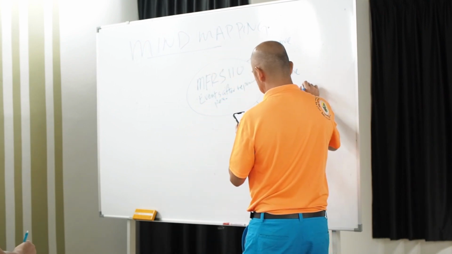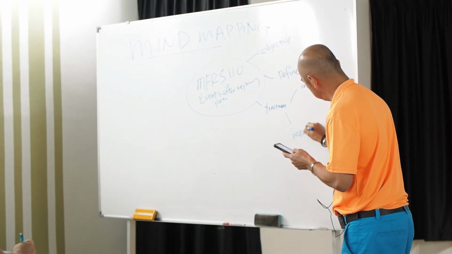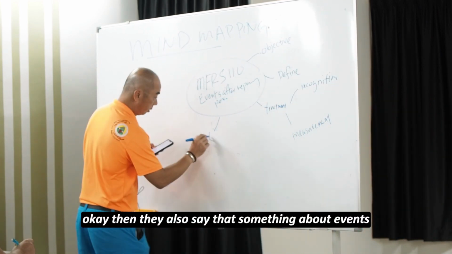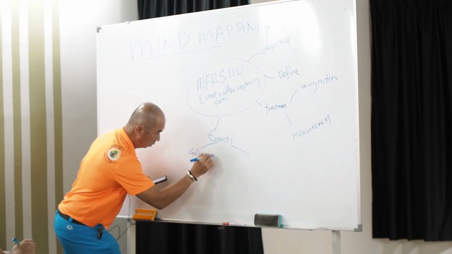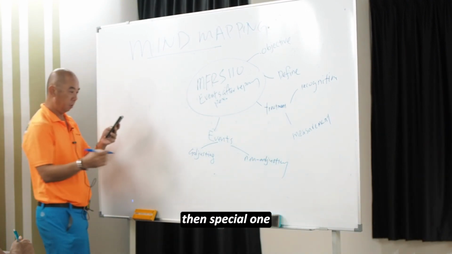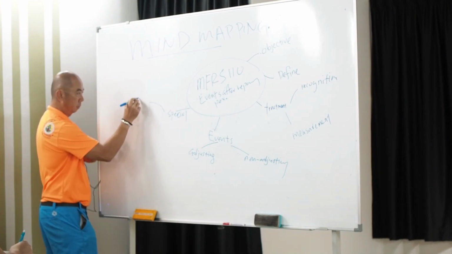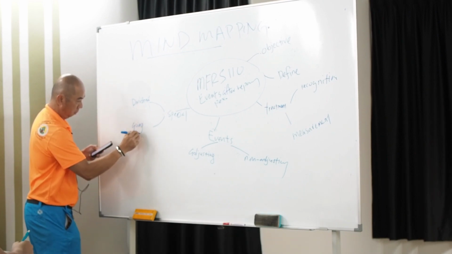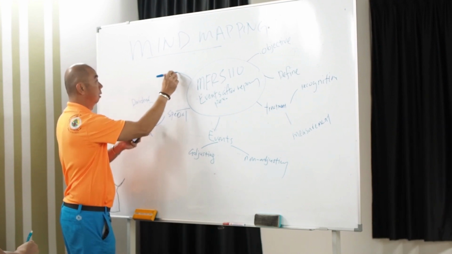Then I will say they have treatments. One is called recognition. One is called measurement. Then they also say something about events. There are two types: one, adjusting, and non-adjusting. Then special ones. They have two special. One is dividends. One is going concern. Then the final one is disclosure.